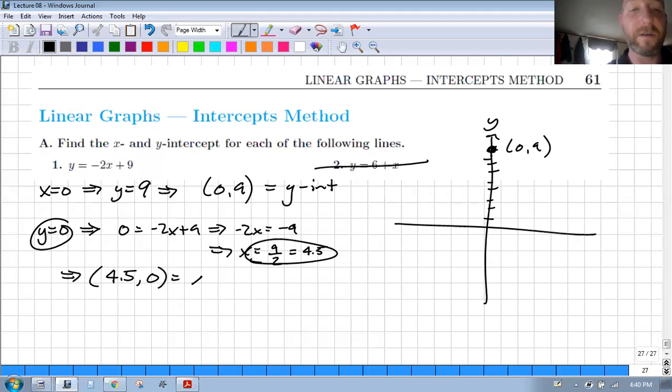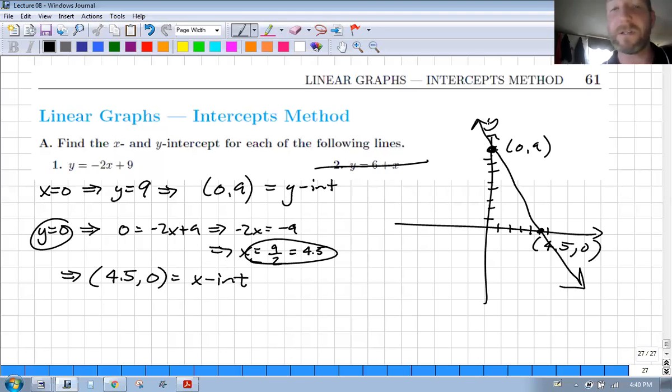This is our x-intercept. So let's see, 1, 2, 3, 4, 5. We want 4.5. This is (4.5, 0). That's our x-intercept. That line is all the solutions to this equation. All you need is 2 points to make a line. Those are the easiest two to find, the x and y intercepts.